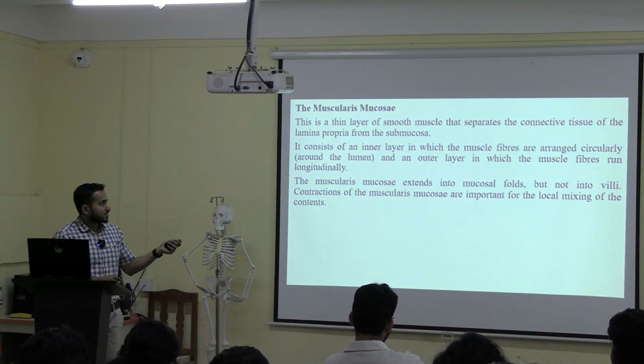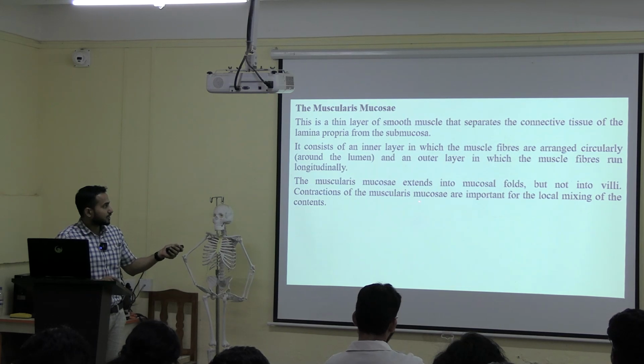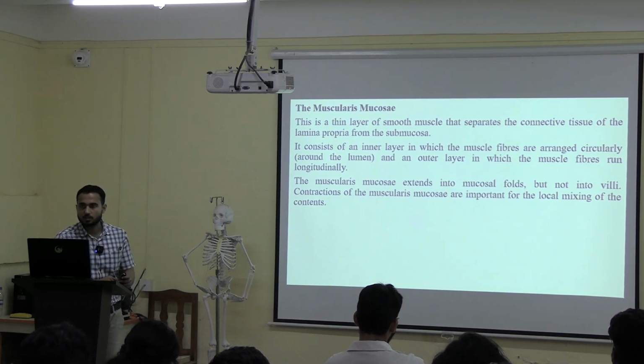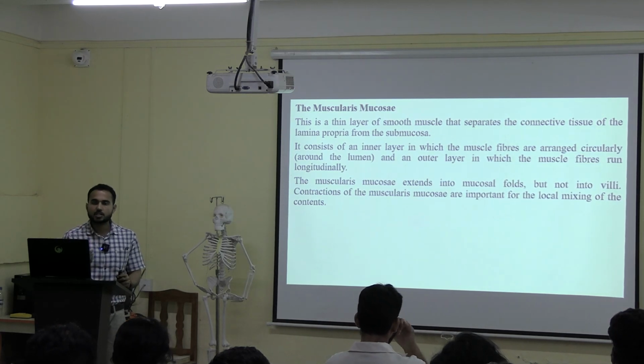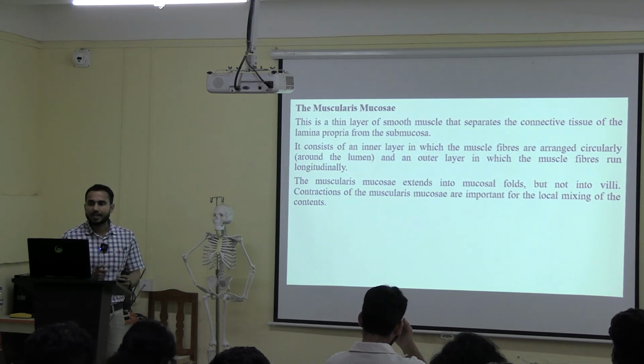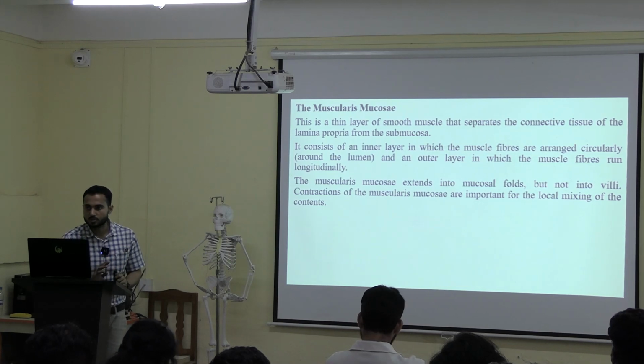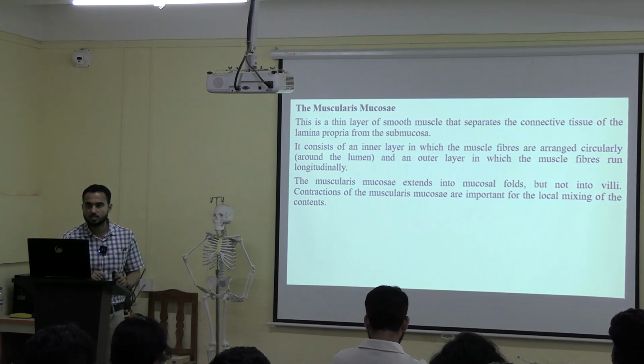Now, what is the main function? The contraction of the muscularis mucosae is important for local mixing of the content. That means in that particular area, whatever secretions are there will get mixed with the food, and that is done by the muscularis mucosae, and that is very important for digestion.